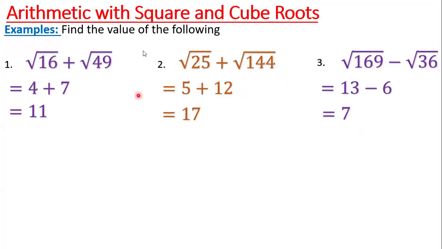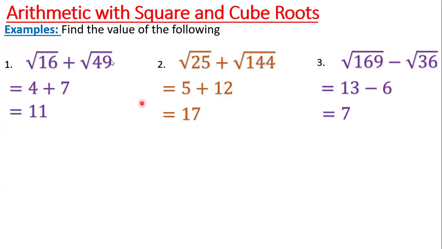So basically the square root is, they ask you for a number that you multiplied by itself to give you the original number. So 5 times 5 is 25. That's why the square root of 25 is 5. And 12 times 12 is 144. That's why the square root of 144 is 12. And then you just add them and that's how you get 17. That makes sense? Yes, sir.